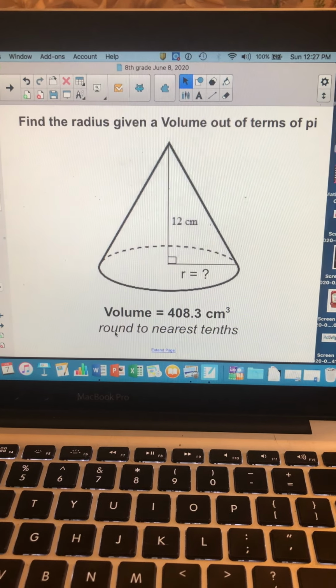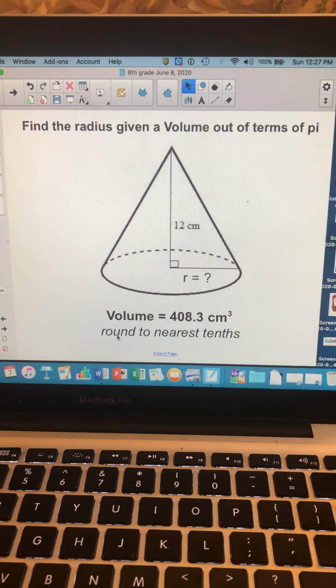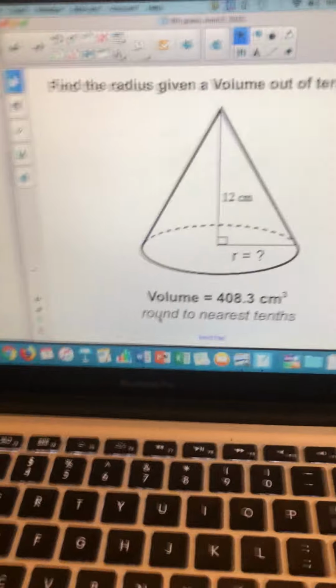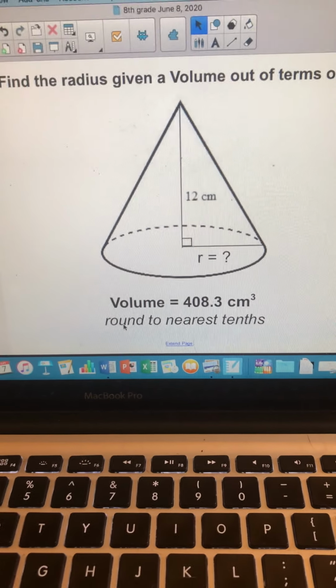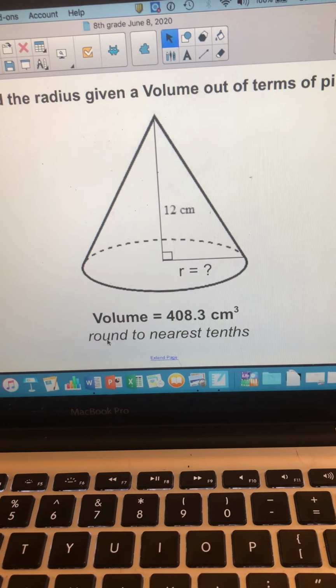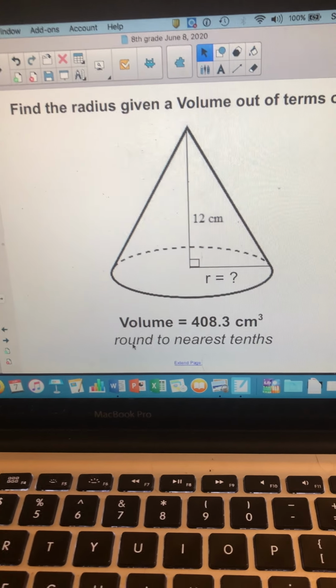Here's another one for you to try. Oh no, okay, we jump right into, good, this is where I wanted. The volume when it's out of pi. So I'm going to copy this example down to walk you through it.